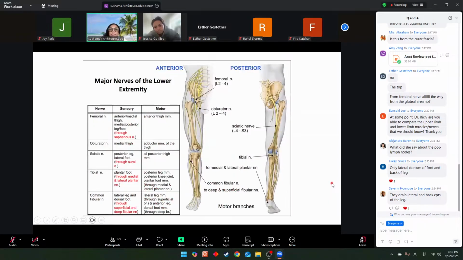And we're going to talk about that in a second. Okay, so these are the major nerves of the lower extremity that we want to know. This is a nice little thing that tells you all you need to know about all the different nerves and all the different compartments, right?